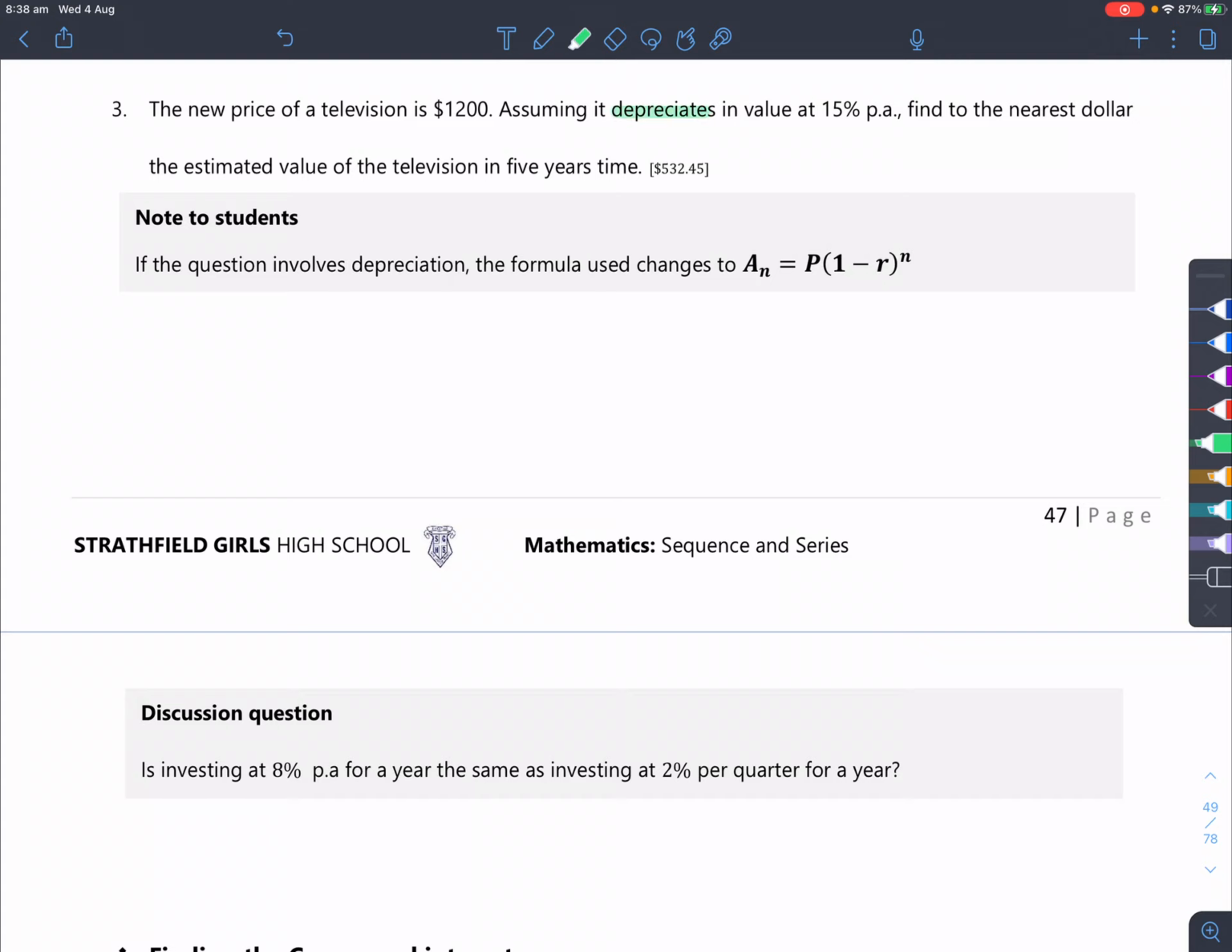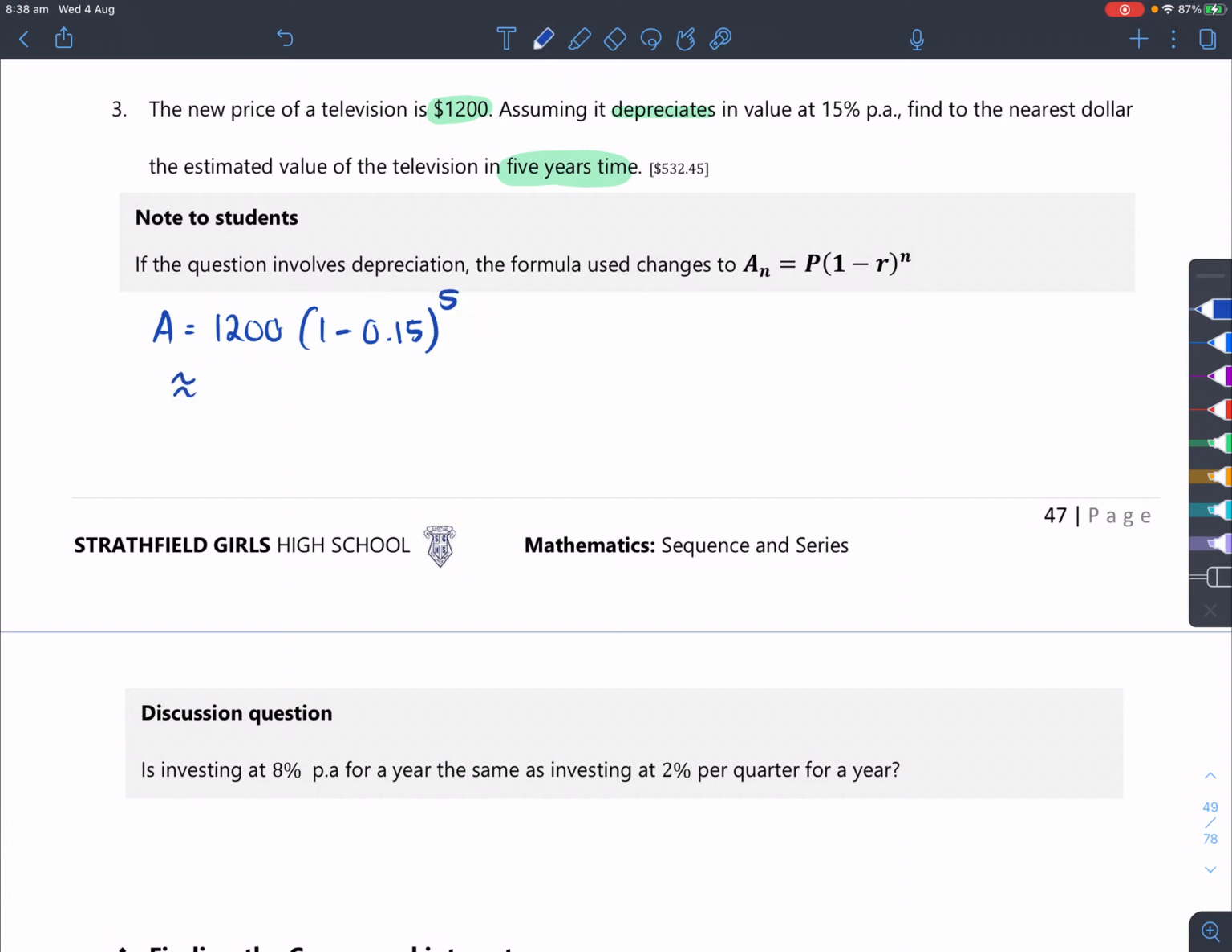Okay, the formula that is used for depreciation is this formula here. That relates to having the plus sign in the compound interest formula changed to a minus sign. So in this case, we're finding out A, which starts off with $1,200, okay? And we're going to times that by 1 minus the rate. So that's 0.15 if you convert to 15%. And we're looking at what happens after 5 years, so raise that to the power 5.